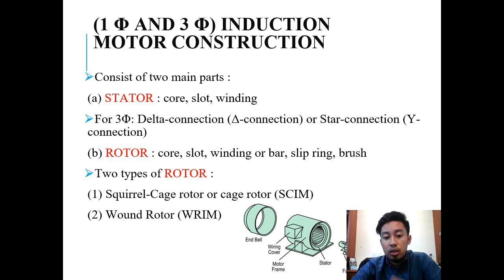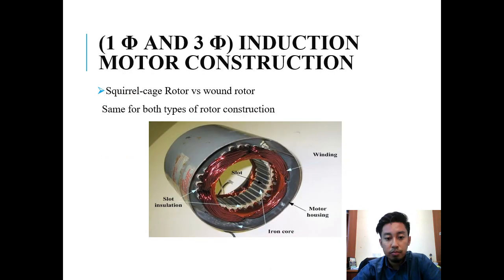The induction motor has two types of rotor. I think all of you have done this: watch the video I gave you about the squirrel cage and the wound rotor. What is the comparison between the squirrel cage and the wound rotor? I hope all of you can know the advantage of the squirrel cage, the advantage of the wound rotor, and how each one operates.